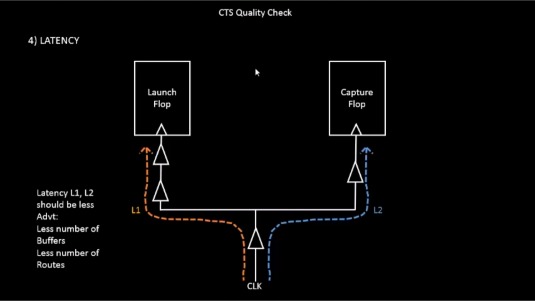And the second impact that you see is the number of routes. If you have 10 buffers, there will be small routes present in between these buffers. So you save those routes. If you save those routes, you again save some amount of metal, and you again save some amount of area.